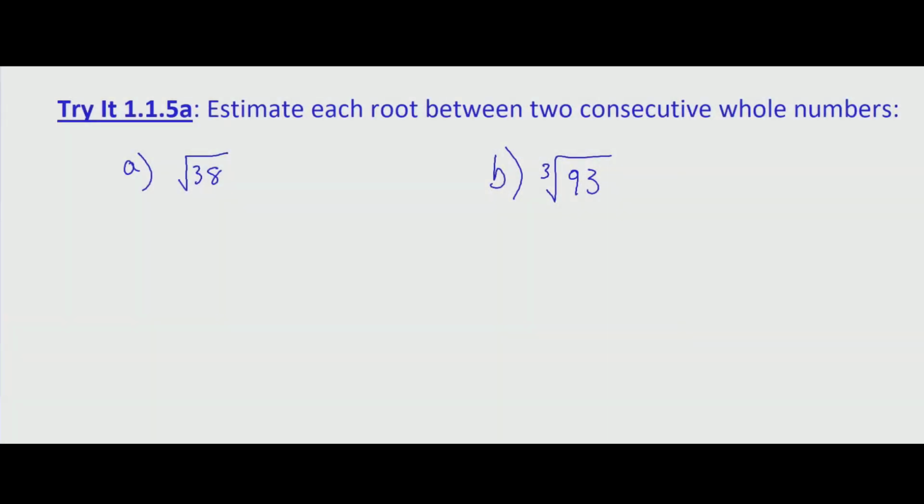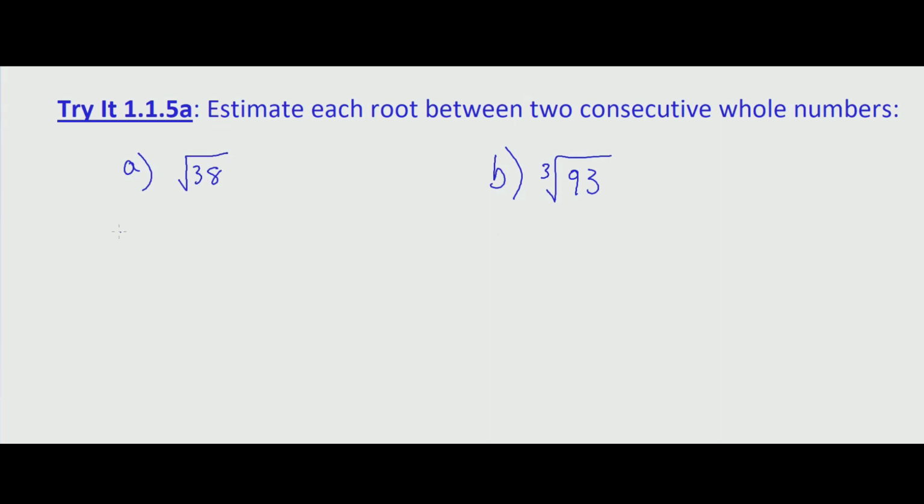So for now, we're moving away from simplifying roots to estimating roots, in this case to between two consecutive whole numbers. With part A, we have the square root of 38. So again, we're looking at what perfect squares are close to 38, the value that's under the radical.